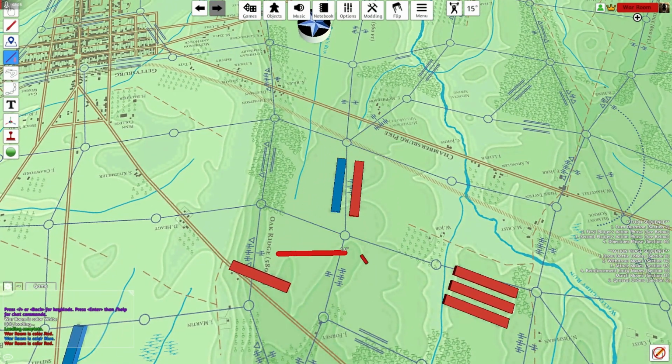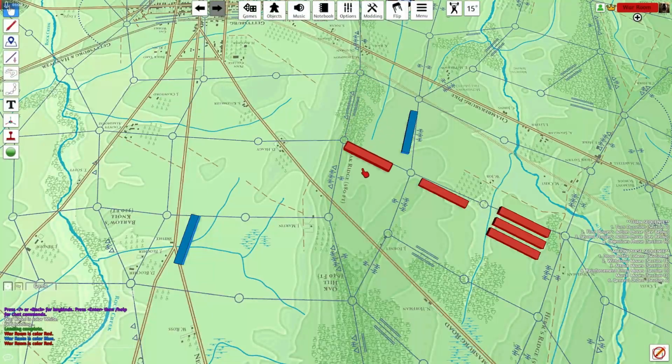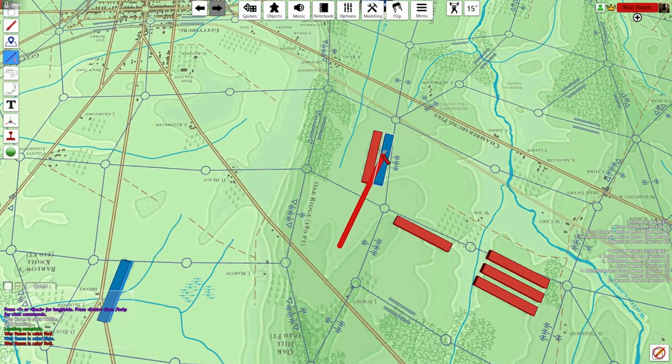So far up to this point, I've taught you about fields of fire and basically setting up for artillery. But if you were to move and cross the front area of a block, you can't just cross it willy-nilly. You just can't go boom, boom, because you're in a fight. So you will have to face him right here in a close combat. If it crossed the enemy's rear area, it is placed behind the enemy block on the same side of the position as the enemy. He cannot just pass through even if he wanted to. It's the rear area of the blue block, right? But no, he's actually going to fight him here, and this is a serious negative modifier too. Rear blocks and rear attacks, that's not good.